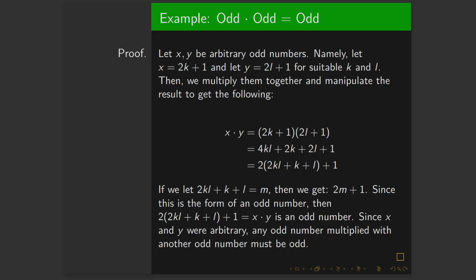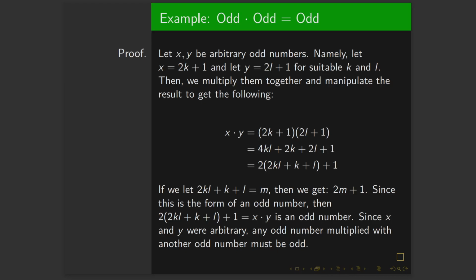Okay, so once again, let x and y be arbitrary odd numbers. So we'll write x as 2k plus 1 and y as 2l plus 1. Then we literally just multiply it out, and using BEDMAS, we get 4kl plus 2k plus 2l plus 1. We can factor out a 2 from the first three terms, and then we get a plus 1. Then clearly in this case, if we let 2kl plus k plus l equal m, then we get 2m plus 1.